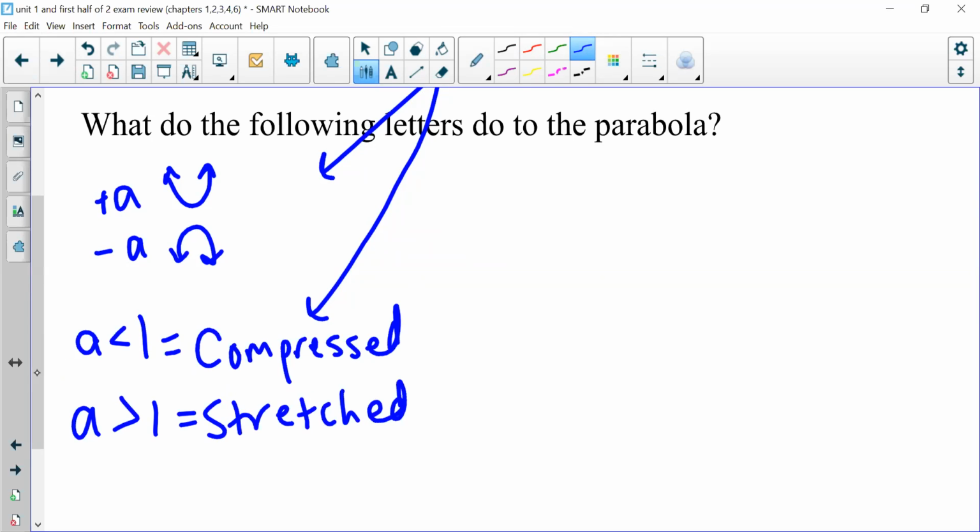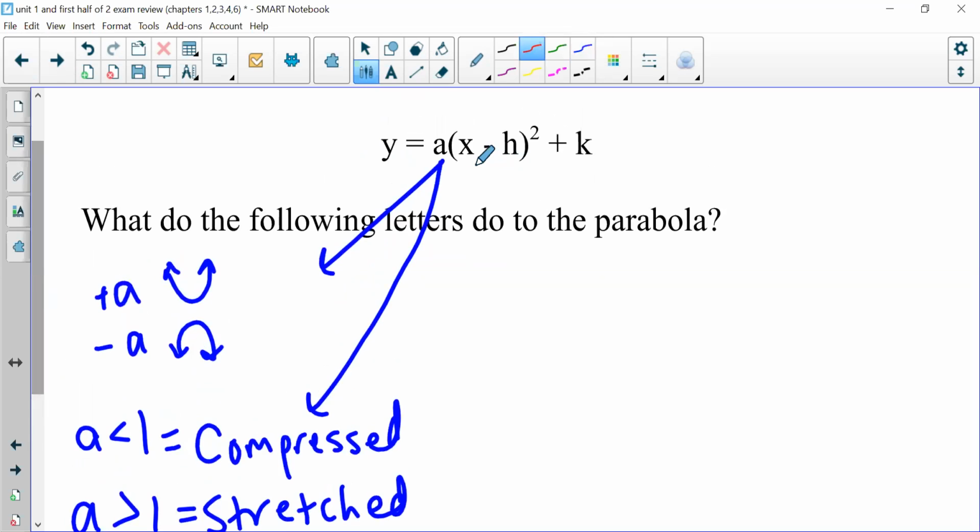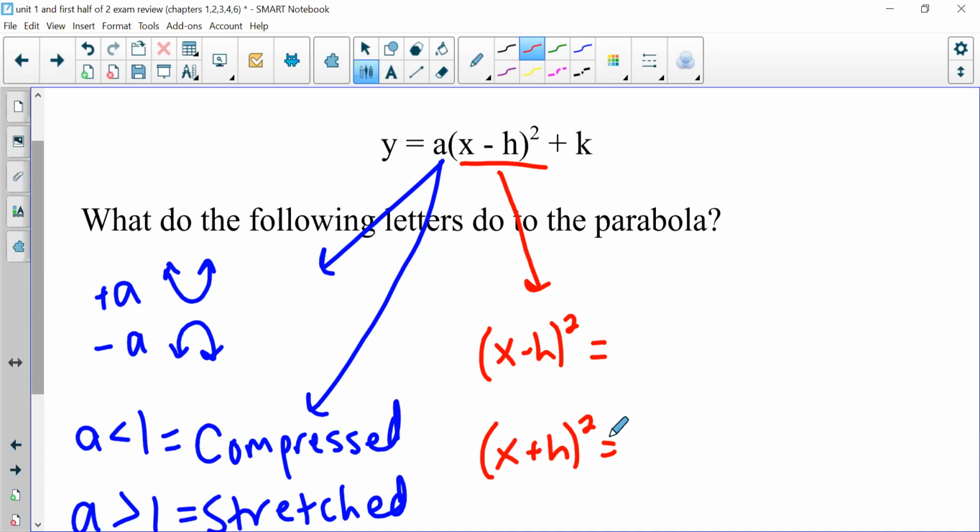Good. And then what about H? What happens here? If it stays x minus h, which way did it go? Or what happens to it? It moves right. Good. If it's a negative, it's moving right. So this is opposite to what we think. And if it switches to a positive, it's going to move left. So this is on the x-axis. Your h value moves it along the x-axis.